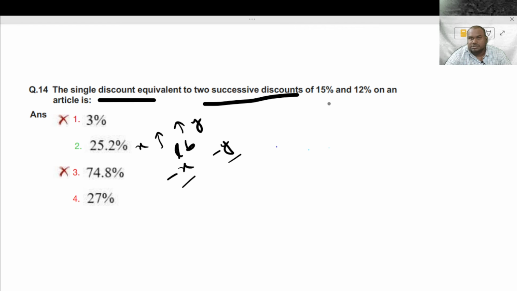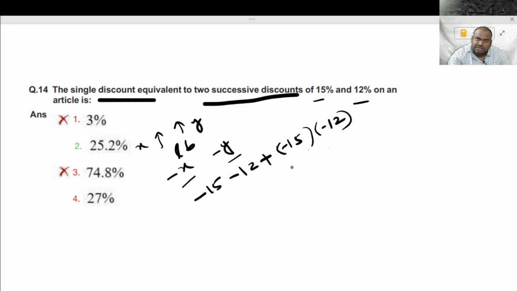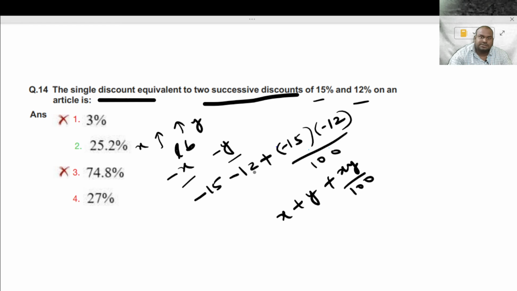Discounts of 15% and 12% on an article is, okay. So 15% is one thing and 12% is another thing. So I'll just put minus 15 minus 12 plus minus 15 into minus 12. Just I replace discount with minus symbol. That's it. Same formula I just used. Same formula is nothing but x plus y plus x into y by 100. I just put minus in front of x and y. Okay. Now minus into minus is plus obviously. Plus into plus is plus. So there won't be any change here.